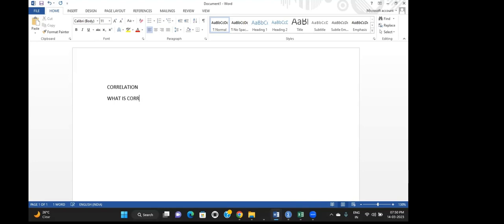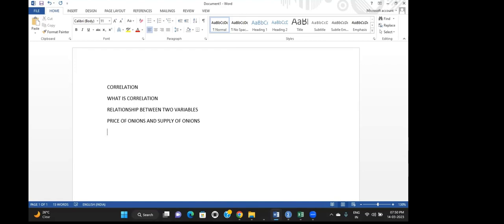कोई बताएगा मुझे? What is the correlation? Relationship between two variables. Yes. So this is the main basic definition of correlation: relationship between two variables, right? So let's take an example. Price of onions and supply of onions.